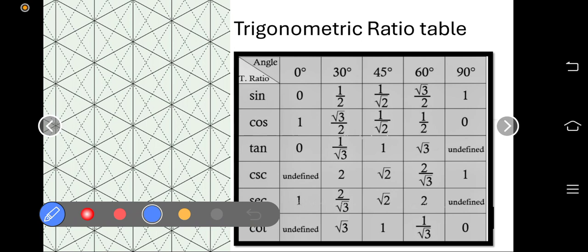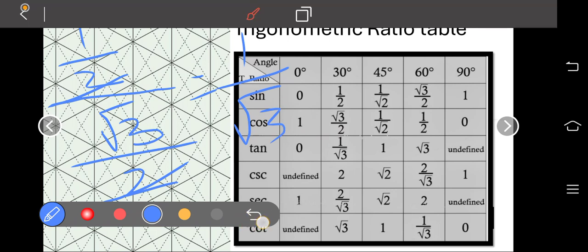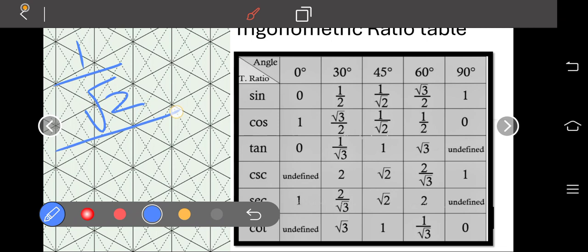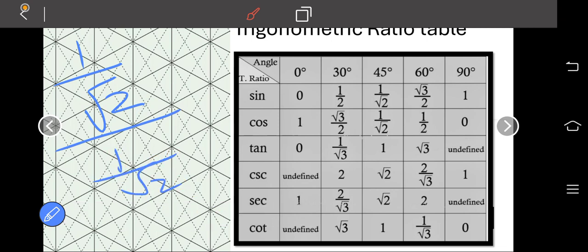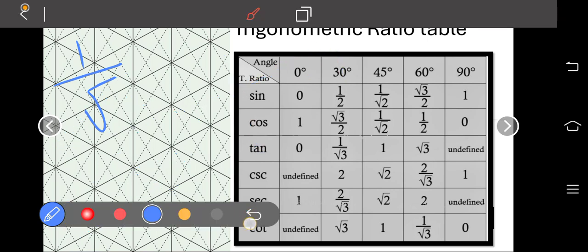Next, for 30 degrees, how can you do? For 30 degrees, sine upon cos means 1 by 2 upon root 3 by 2. 2 gets cancelled. So what you'll get? 1 by root 3. Am I correct? Yes. So next, how can you get 45 value? So 45 is 1 by root 2 upon 1 by root 2. So root 2 gets cancelled. 1 upon 1 is equal to 1. So this is how you do for tan.